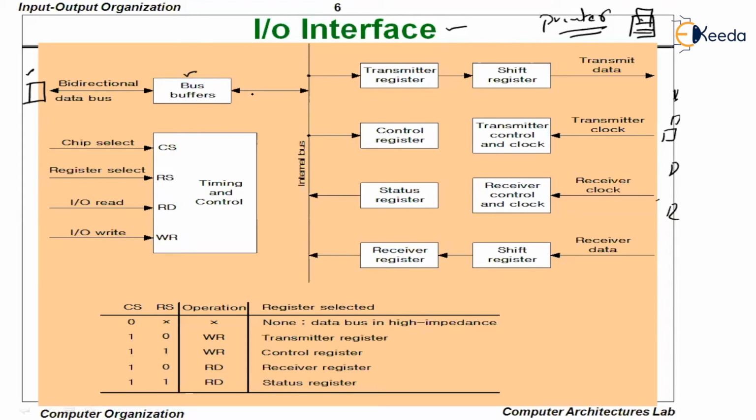Let us take that. Now I want to send a data word to the printer. From the bus buffers to the transmitter register, a byte will be transferred. One word will get transferred from the bus buffer to the transmitter register. Here we need to understand if the transmitter register is free or not. If the transmitter register is already full, I can't send the data from the bus buffer to the transmitter register. So for that, we need to understand if the transmitter register is full or empty. For that, we will see the status register.